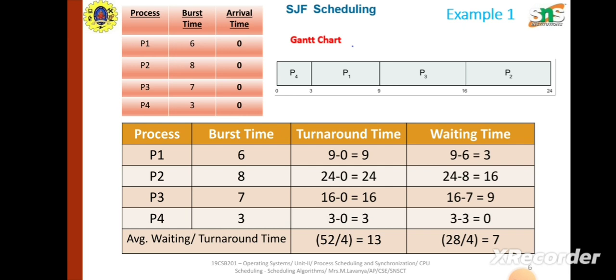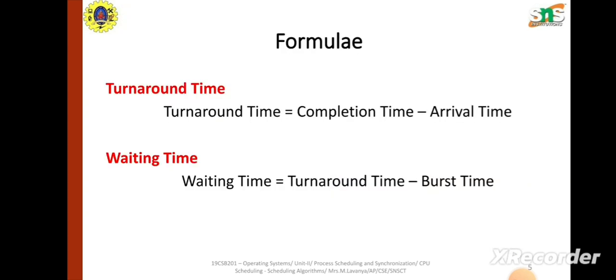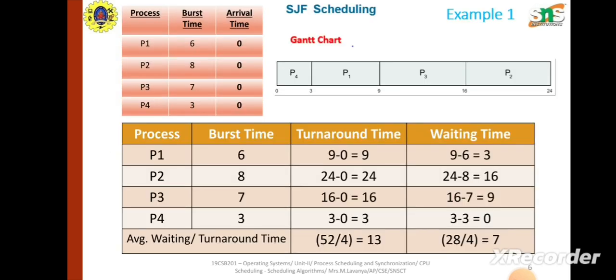What is the formula for waiting time? Waiting time equal to turnaround time minus burst time. Using this, we are going to derive the waiting time of all those four processes. First, we are going to see for process P1. Process P1 turnaround time equal to 9 minus its burst time 6 milliseconds. 9 minus 6 equal to 3 is the waiting time of process P1. For P2, the turnaround time of P2 is 24 minus its burst time 8 equal to 16 milliseconds is the waiting time of process P2.